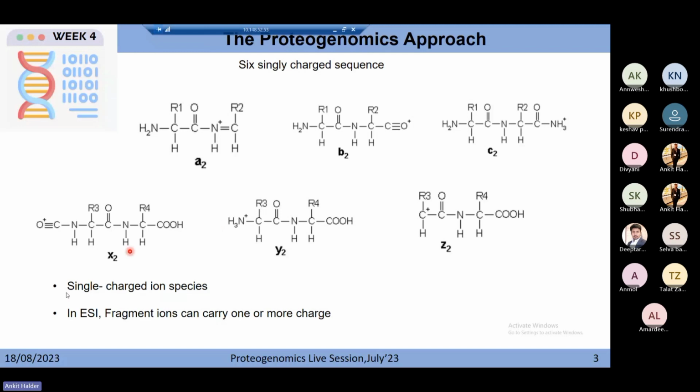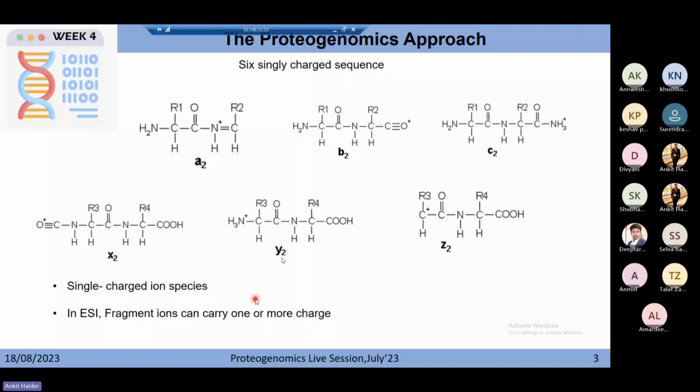But in electrospray ionization, the fragment ions generated usually carry one or more charges, and that's why electrospray ionization is favored: it gives a narrow, or small, m/z range to be detected by the mass analyzers.